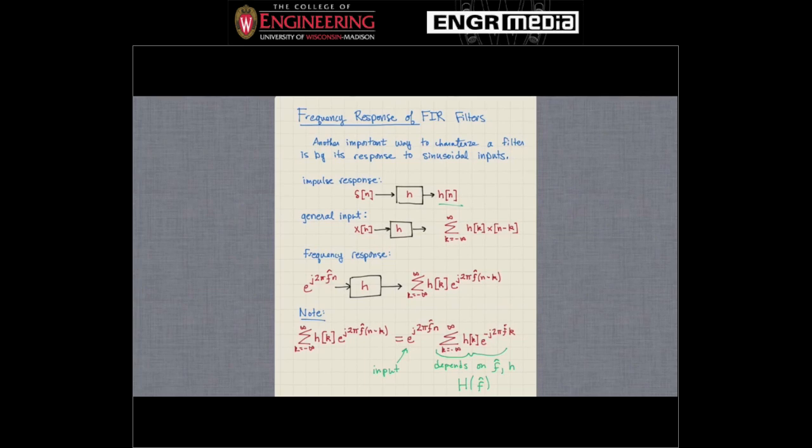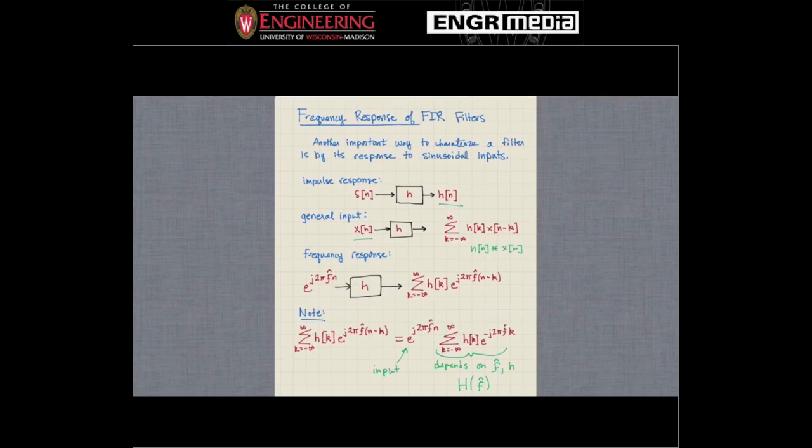And then we showed that for a general input, if we input the signal x of n, just some general signal, into the same filter h, then the output we get is the convolution between h of n and x of n. So that impulse response gave us one way to characterize the filter and then calculate the output for any general input.